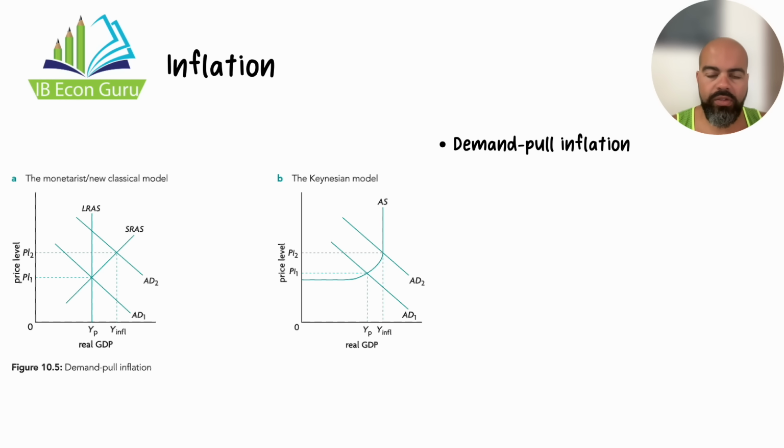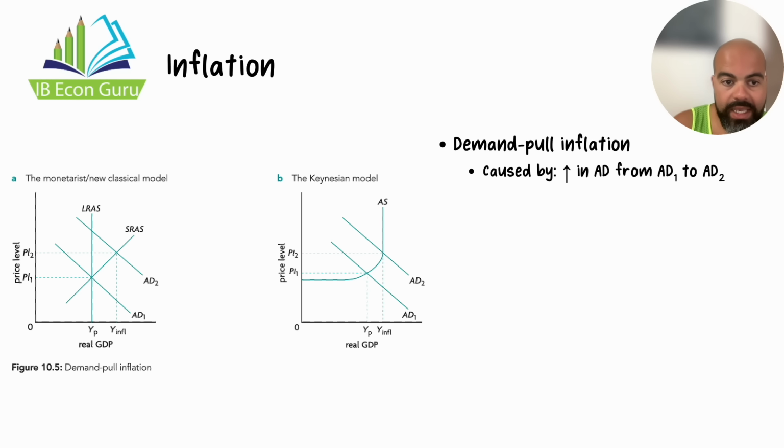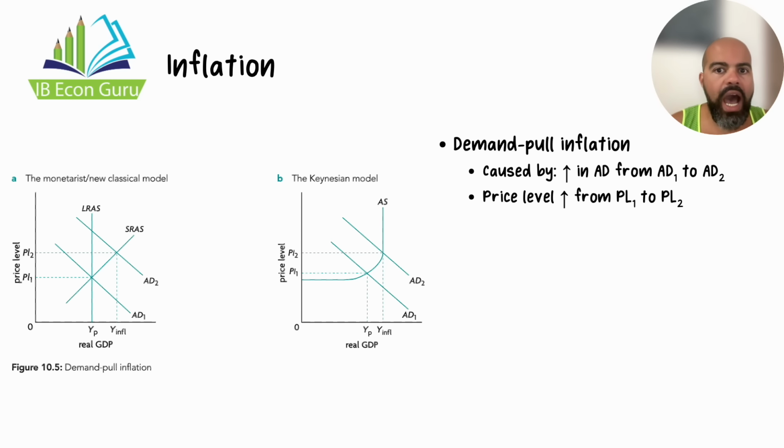Let's start with demand pull inflation. Demand pull inflation is caused by an increase in AD from AD1 to AD2. You can see that here in the Keynesian model and the monetarist new classical model. When AD increases, it could be because of an increase in C or I or G or net exports. That will cause the price level to rise from PL1 to PL2. That rise in the price level is inflation. Inflation is defined as a persistent or a sustained increase in the average price level in an economy.